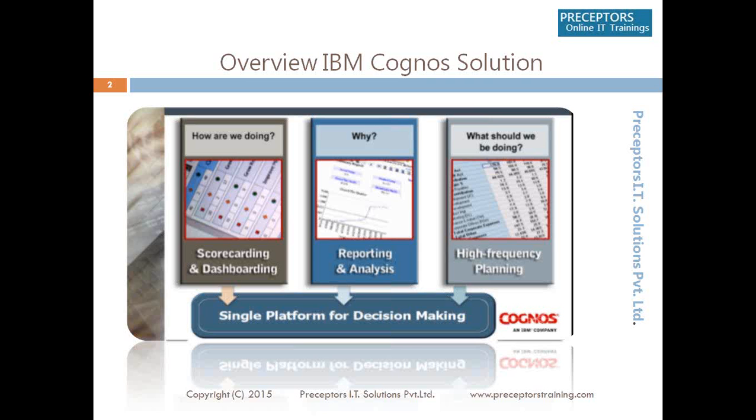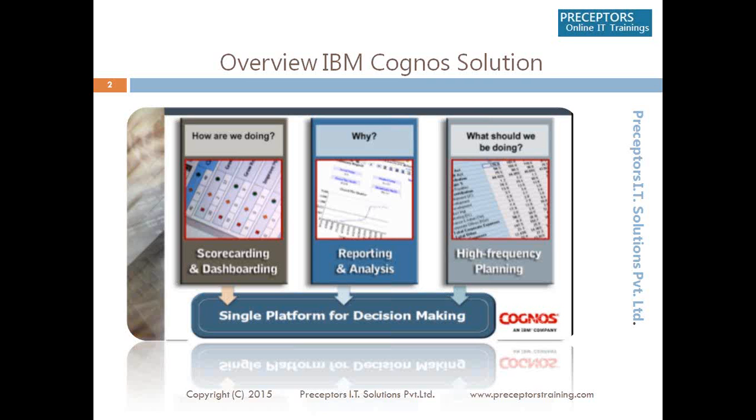When I say corporate performance management, it deals with your analysis, reporting, as well as your budgeting and planning. The IBM Cognos solution as a whole, combining Cognos BI and TM1, bundles both products and gives a single platform for decision making. So you can have your reporting, analysis, scorecarding, and dashboarding, everything integrated within one single system. What we're going to focus on is Cognos TM1, which is used for high frequency planning.